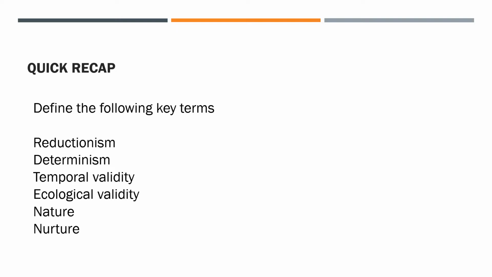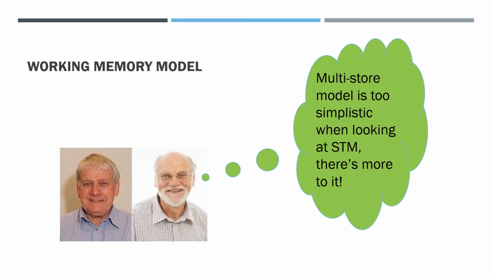So on to the working memory model. Now the working memory model is by Baddeley and Hitch, and I told you at the start of the memory booklet Baddeley will appear a lot throughout this booklet. But Baddeley and Hitch thought that the multi-store model is too simplistic when looking at the short-term memory. There's got to be more to it. So they mainly focused on what happens in the short-term memory and stated that there are different stores to that.